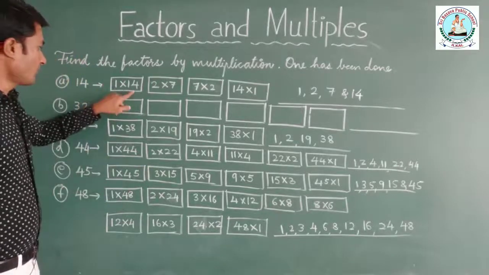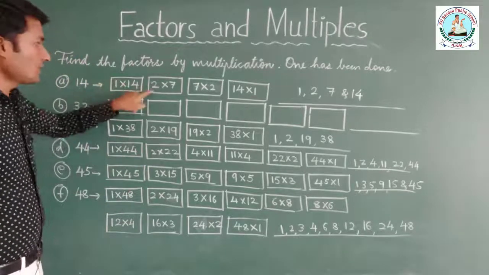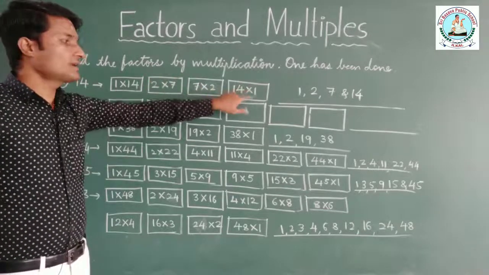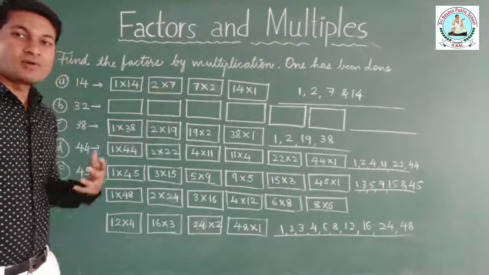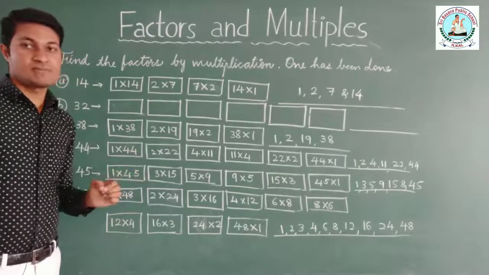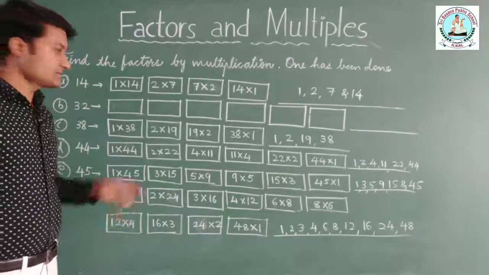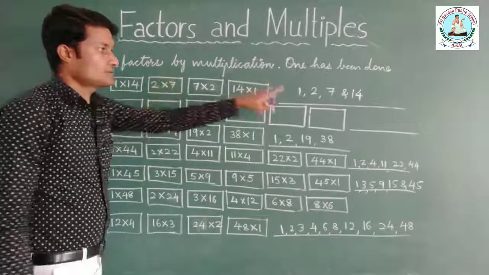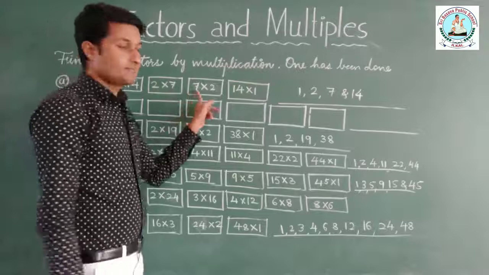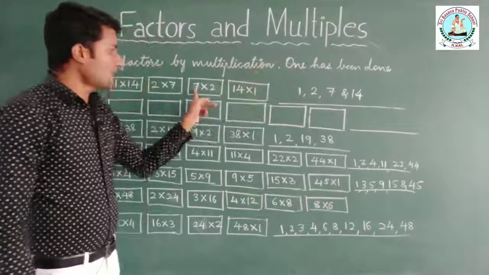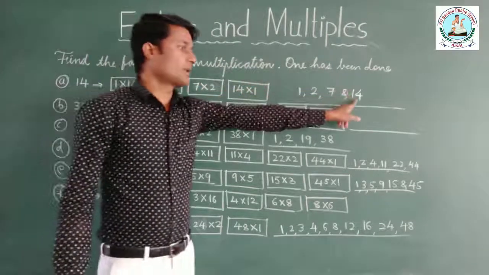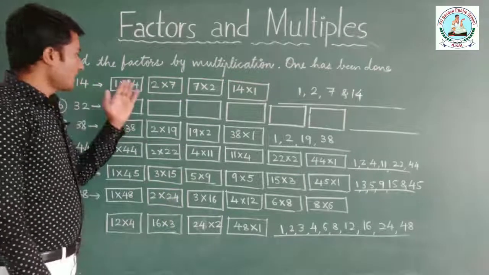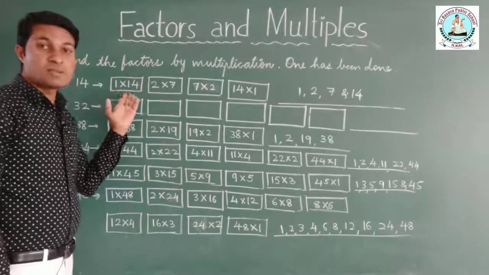So 1 times 14 is 14, 2 times 7 is 14, and 7 times 2 is 14, and 14 times 1 is also 14. Now it is the task of listing out the factors of the given number. So what are the factors? 1, 2, 7, and afterwards 14. So this is how you can list out the factors of the given number by using multiplication, right?